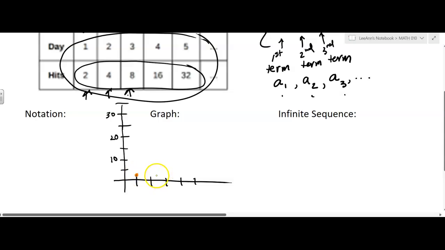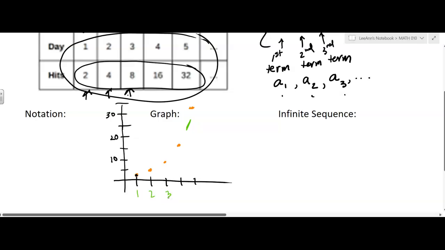On day 2, we had 4 hits. So then maybe there. On day 3, we had 8 hits. So it's going up a little higher. Day 4, we have 16 hits. And on day 5, we had 32 hits, so way up here. So we see that trend that it's doubling every time, and it's going up quickly. Notice that I almost drew a curve, but I don't draw a curve because there aren't points in between. There's nothing in between here. We're going 1, 2, 3.